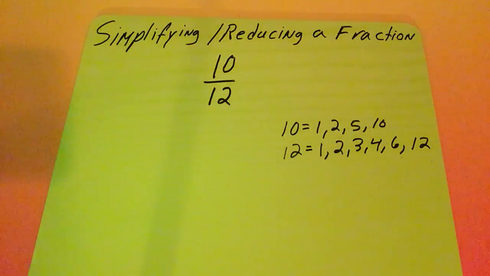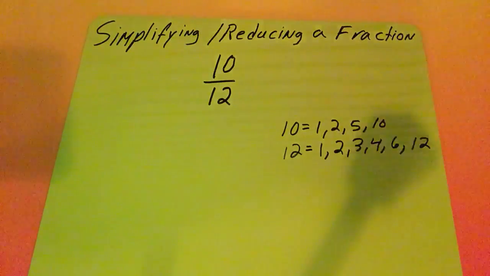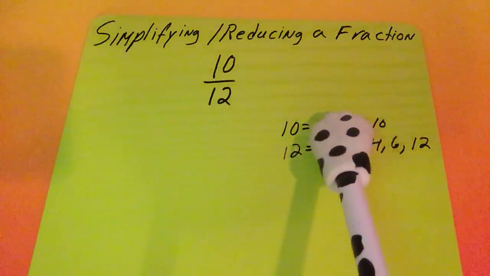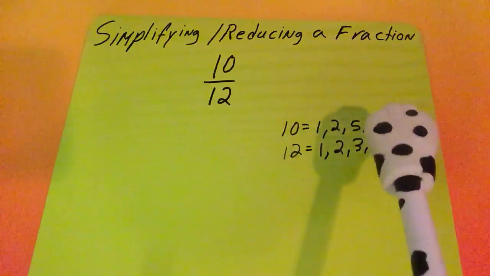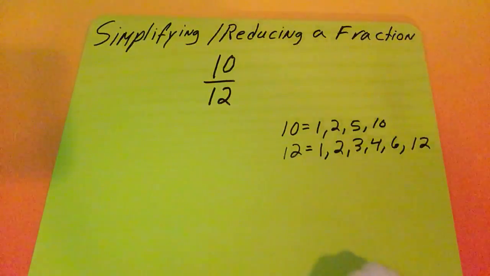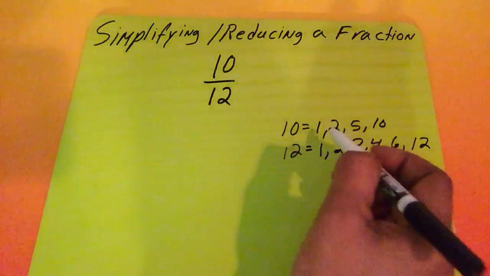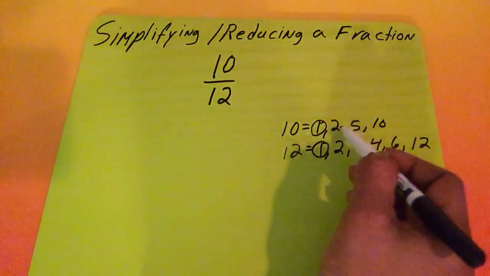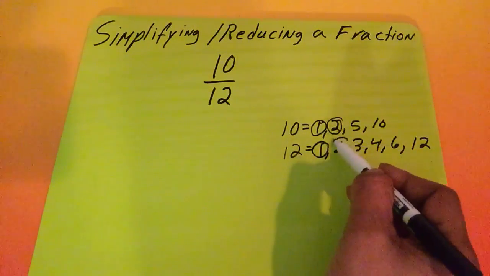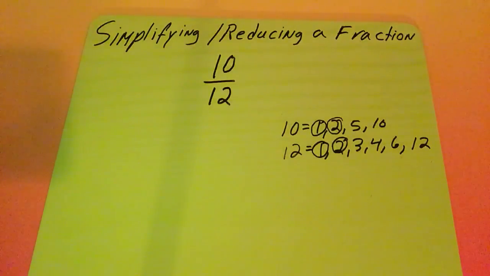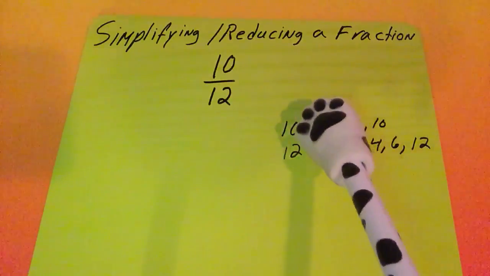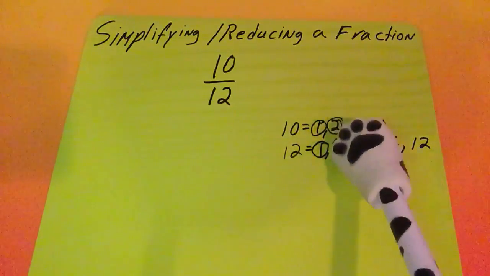Factors are the numbers that when multiplied will give you a product or the answer. And in this case, 10 times 1 will give us a product of 10. 2 times 5 will give us a product of 10. So we will now circle the common factors. They have the number 1 in common and the number 2. But we need to find the greatest common factor. And in this case, the greatest common factor between 10 and 12 is 2.